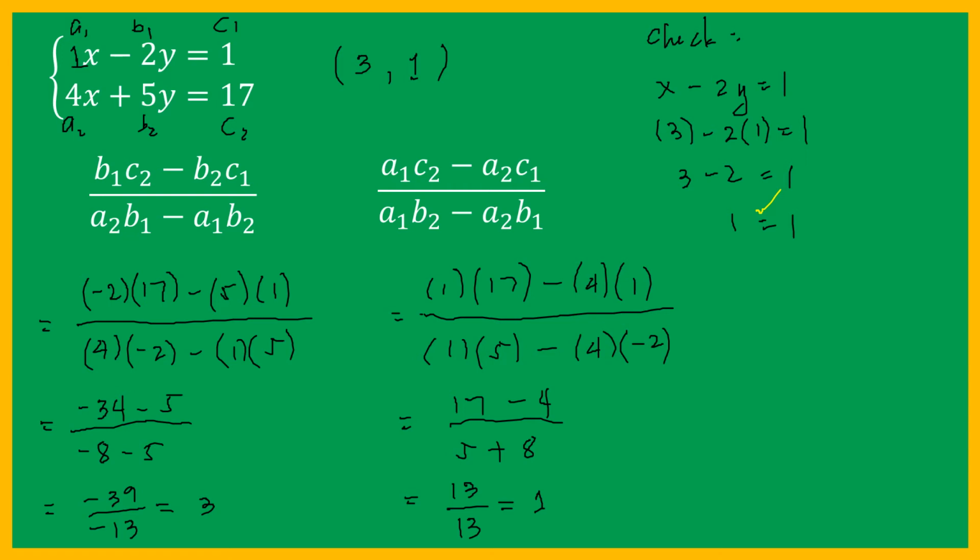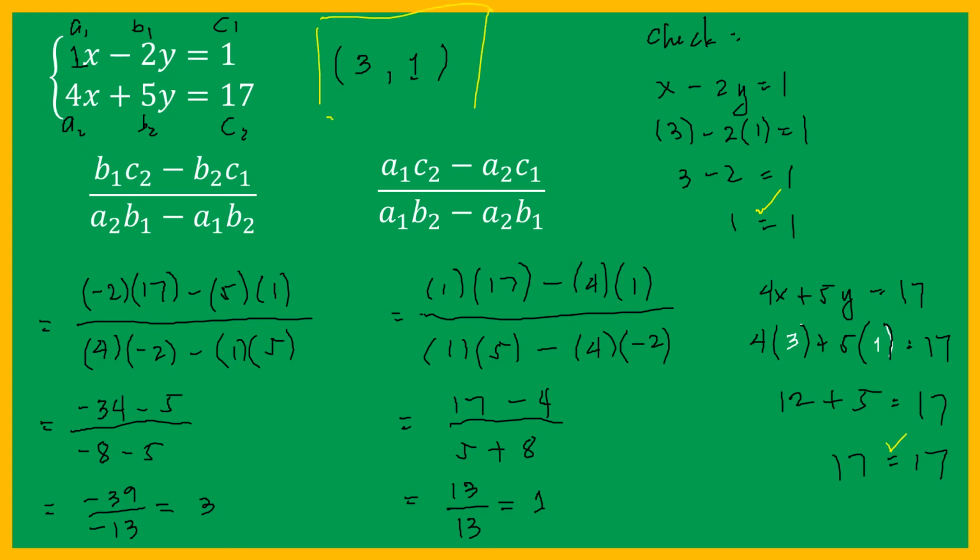Then, let us try doon sa pangalawang equation, which is 4x plus 5y equals 17. So, substitution, 4 times yung ating nakuhang value, which is 3, plus 5 times yung nakuha nating value, 1. So, that is equal to 17, and 4 times 3 is 12, plus 5 times 1 is 5, is equal to 17, and then 17 is also equal to 17. So, that means our solution is correct.